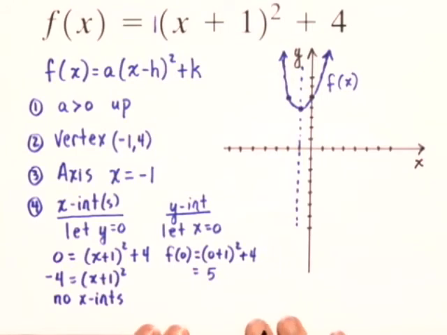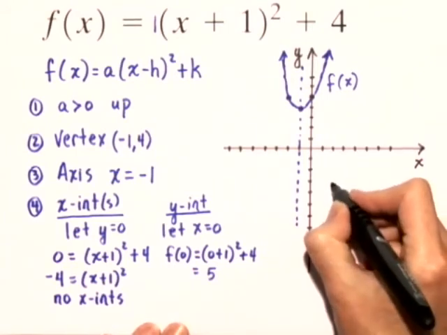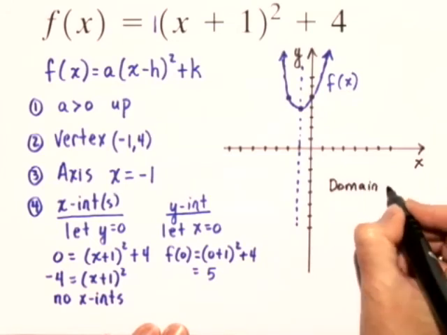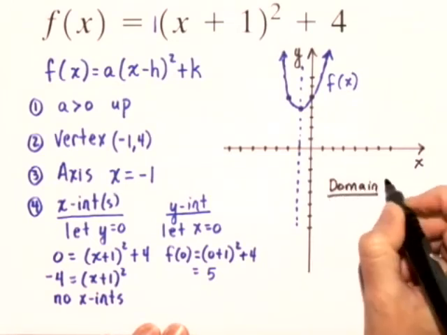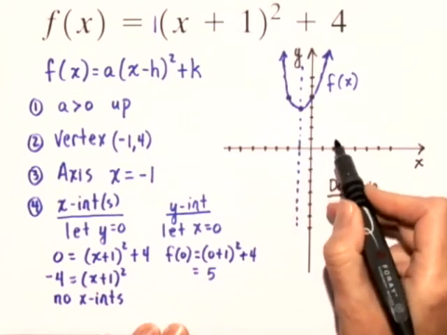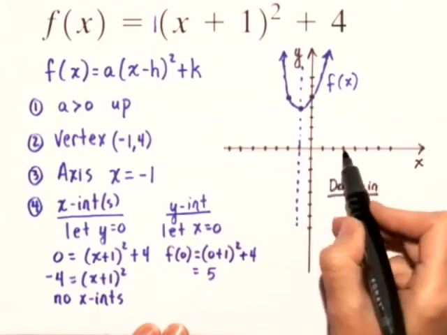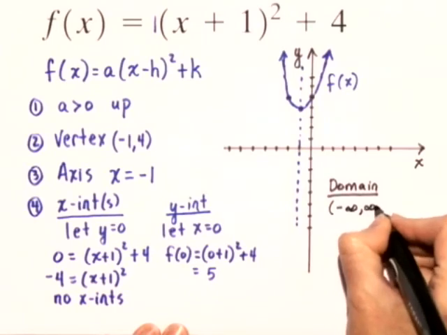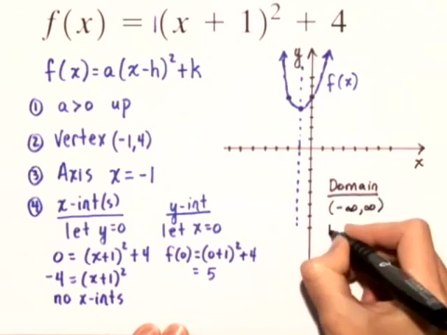And finally, let's state the domain and range. The domain of f, our function, is all real numbers for any quadratic function. In other words, x can be any real number, so the domain is from negative to positive infinity.